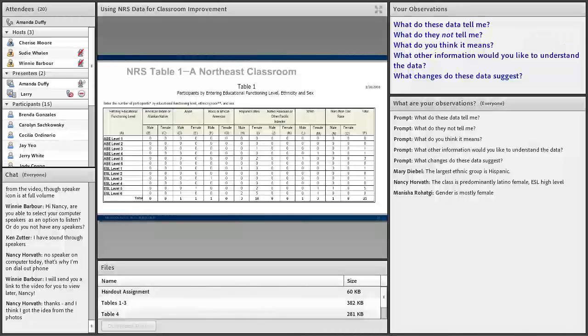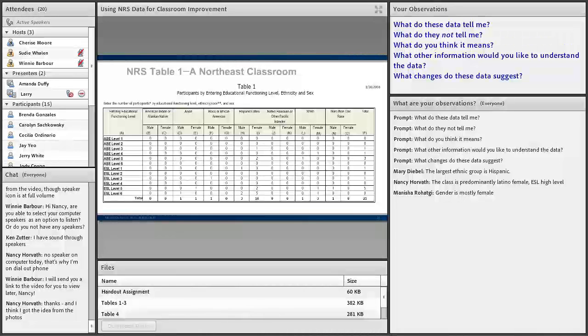And so Nancy says something interesting here. She says the class is predominantly Latino female and ESL high. So who else is included in the classroom that might be interesting when looking at this table and trying to figure out how it can inform what we're doing or to check for data quality? There are actually 4 ABE students in this class. I'm looking at that, and I really want to know why. Why are there 4 ABE students in a predominantly ESL class?